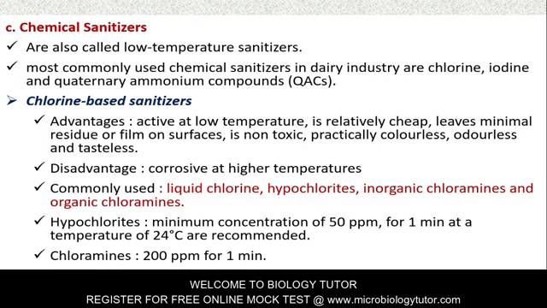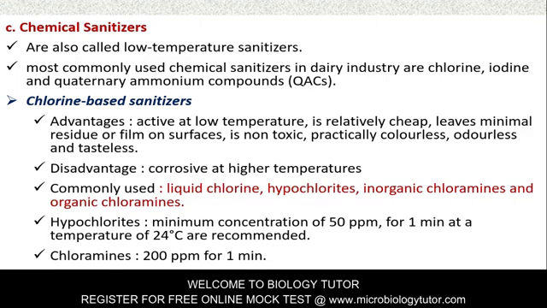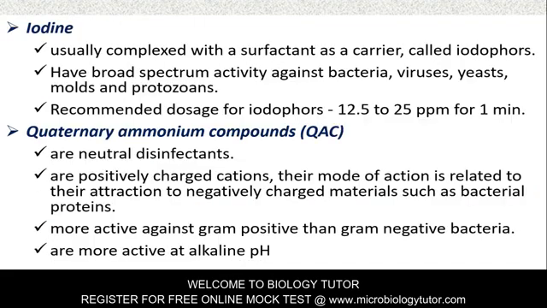Hypochlorites, minimum concentration of 50 ppm for 1 minute at a temperature of 24 degrees Celsius are highly recommended. Chloramines 200 ppm for 1 minute is recommended. Iodine usually complexed with a surfactant as a carrier called iodophores. They have broad spectrum activity against bacteria, viruses, yeast, molds and other protozoans. Recommended dosage for iodophores 12.5 to 25 ppm for 1 minute.